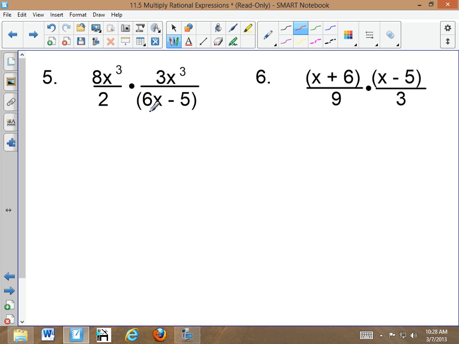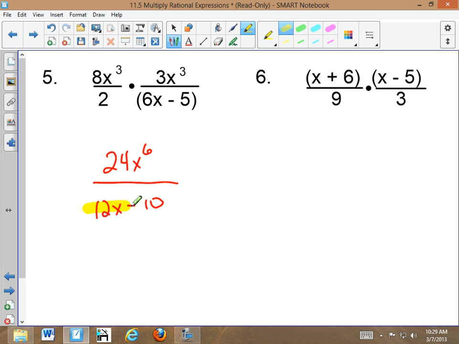Okay, now, 8 times 3 is 24. X cubed times x cubed is x to the 6th power. I'm betting if you did this on your own, you probably just wrote x to the 3rd power. That's adding, not multiplying. 2 times 6 is 12x. 2 times negative 5 is negative 10. Now, the big question that I've gotten in class is, do I reduce the 24 and the 12? The answer is no. Why not?